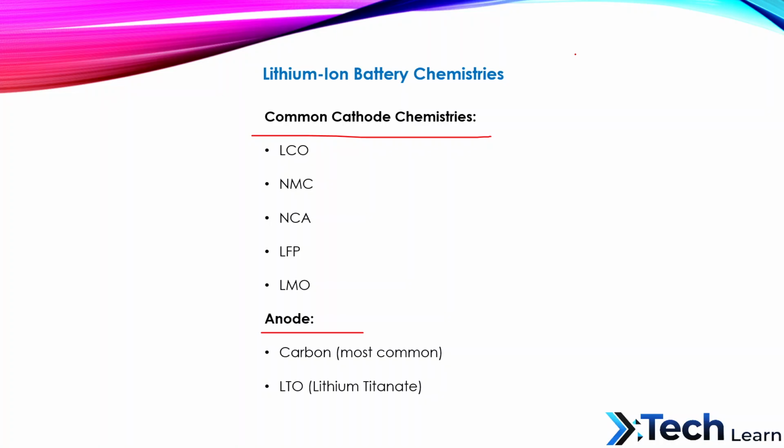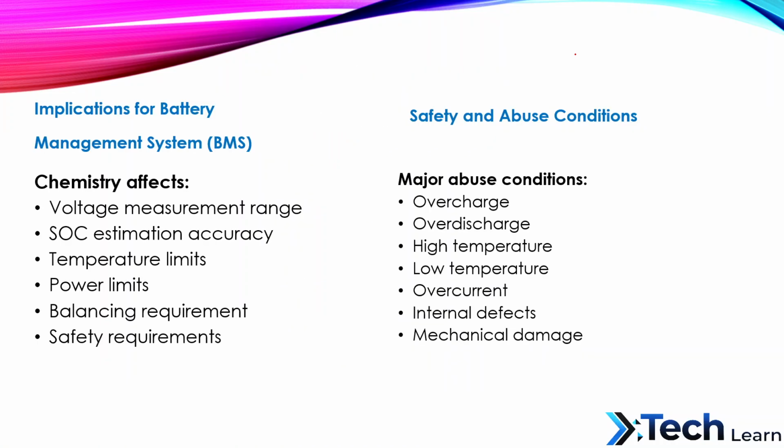Now coming to implications for the battery management system, the choice of chemistry directly impacts the BMS design. Different chemistries have different safe voltage limits. Flat voltage curves like LFP require more accurate SOC estimation methods. Different temperature tolerances affect monitoring requirements. High energy chemistries require stricter safety control.